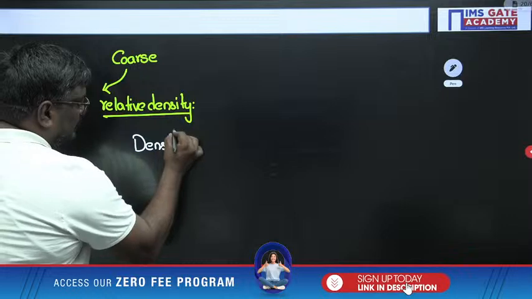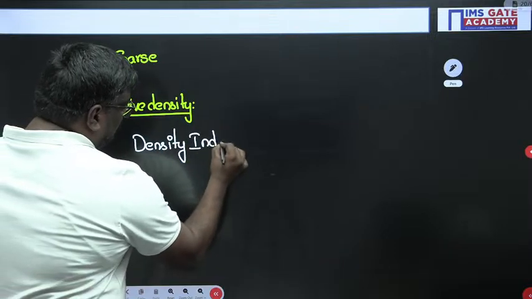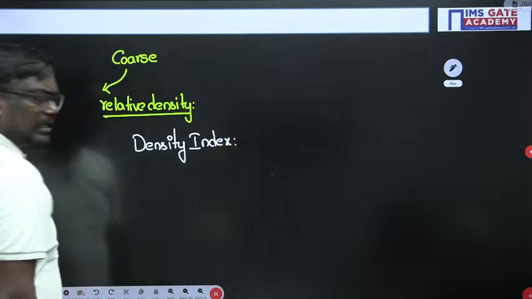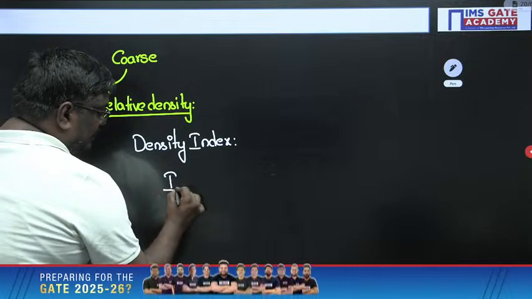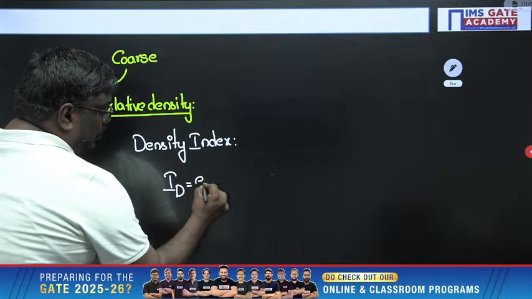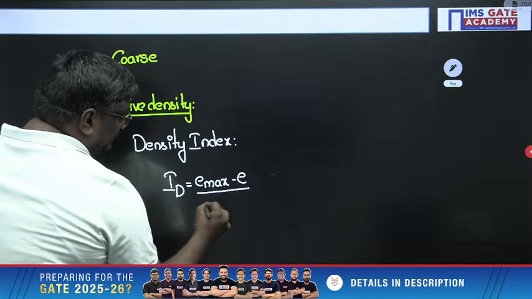What is relative density? Relative density is also known as density index. And remember, the density index is given by the formula I_D = (e_max - e) / (e_max - e_min).